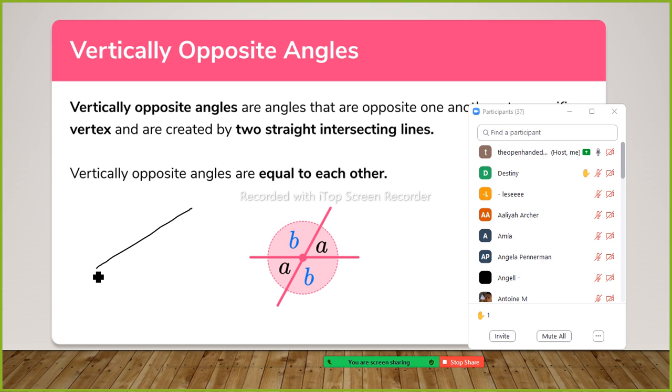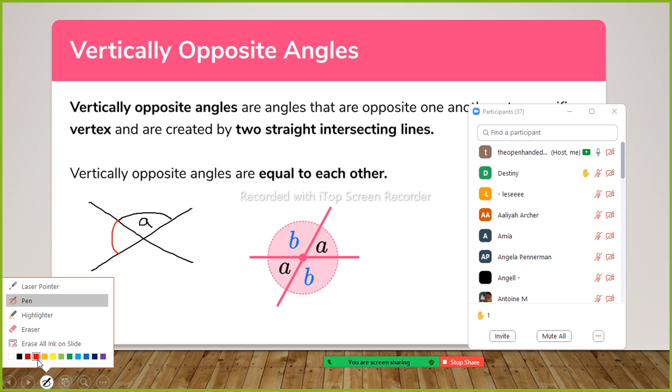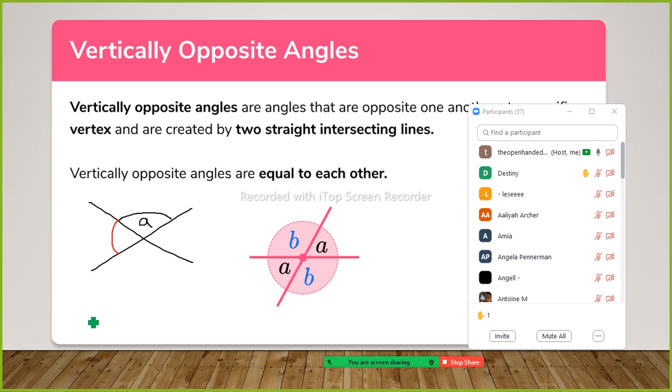So if we have this one right here, like an X, let's call this one angle A. Which one is the vertically opposite angle? Which one is vertically opposite to angle A? Is it the one in red? Is that the vertically opposite angle? This one in red.